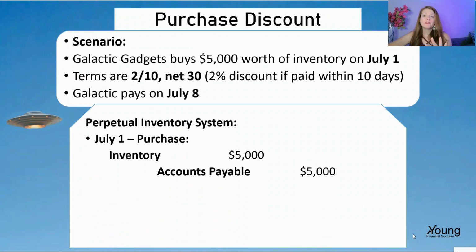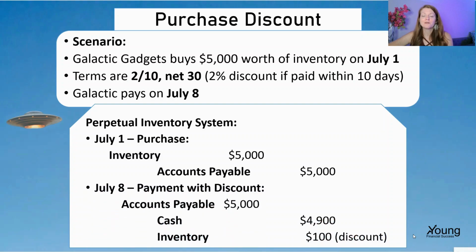So before we think about the discount, if we were using perpetual inventory and we're using the gross method, we would have shown our July 1st purchase as an increase to inventory. We got our inventory, and we would show a credit to accounts payable. We know it's not cash because they clearly haven't paid yet because they have credit terms. And then on July 8th, they would show our accounts payable. It would be paid in full. We got to get rid of the whole thing by debiting accounts payable for $5,000. Then we are going to credit cash for just 98% of it because we get a discount for paying early.